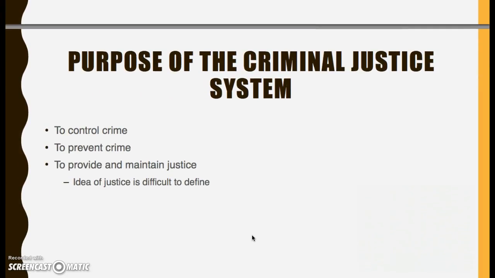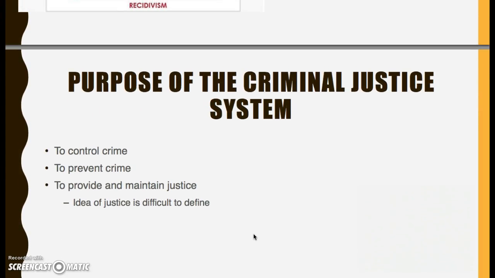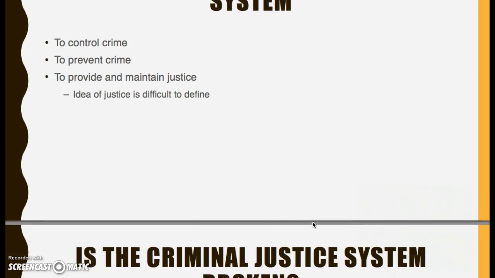Again, the purpose of the criminal justice system is to control crime, to prevent crime, and to provide and maintain justice. And the idea of justice is often difficult to define. So the book has some interesting ideas on this concept of justice. What I perceive as justice, you might not perceive as justice. So as you read through the books, keep this in mind as to how you would define and explain justice. Because again, each of us has our own interpretation as to what exactly that means.